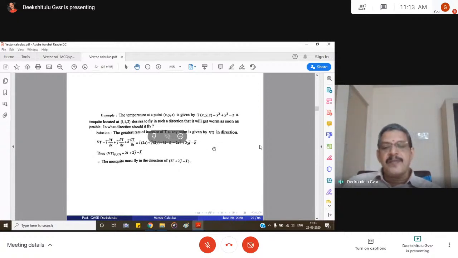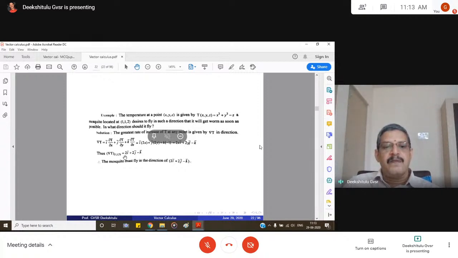The direction of maximum increase is along the normal direction, so along grad φ. The greatest rate of increase of T at any point is given by the gradient of T in that direction. So the gradient of T is i ∂T/∂x + j ∂T/∂y + k ∂T/∂z, where T is x² + y² - z. So the gradient is i into 2x plus j into 2y plus k into -1, that is 2xi + 2yj - k.